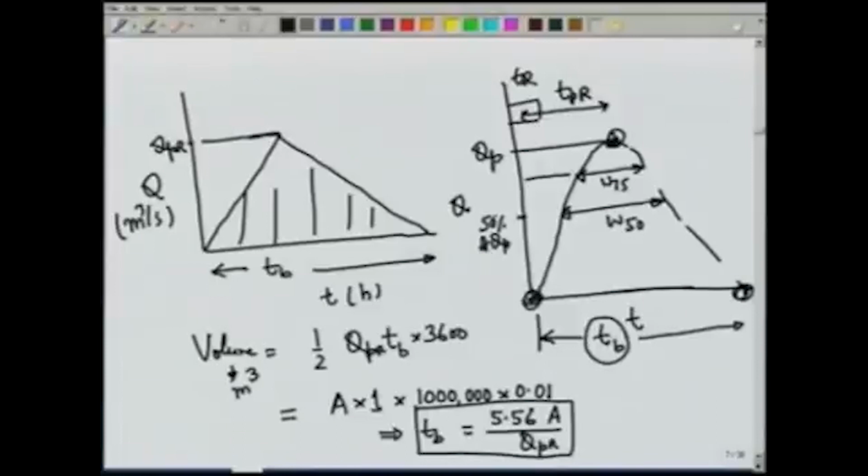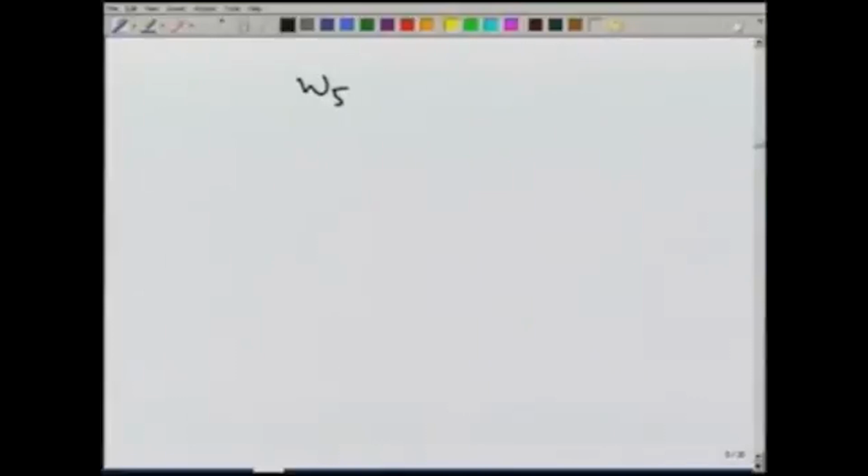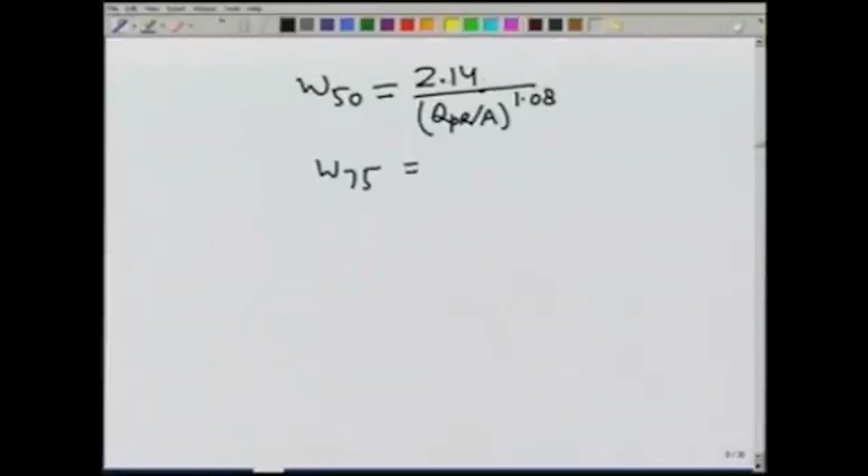For W75 and W50, there are some equations proposed, again based on available data, and the equations which are proposed are for W50 2.14 over, this is the peak discharge per unit catchment area. So, QPR over A to the power 1.08, and W75 which would be smaller than this. So, now we have these 5 parameters known.